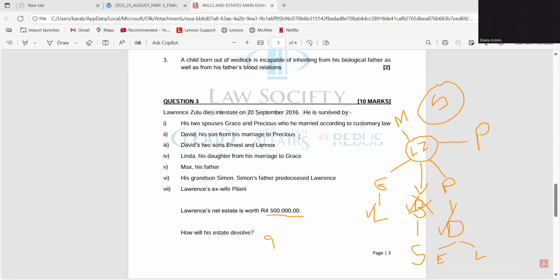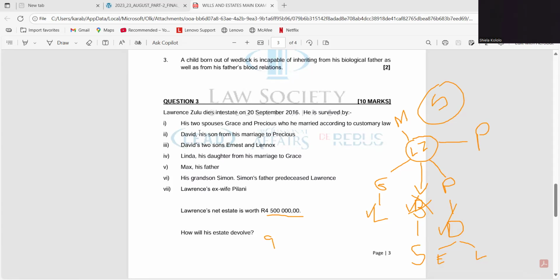So we've got 4.5 million divided by 5. So we get 900,000. So now it means these spouses are entitled to inherit 900,000. But nonetheless, we know that a child's share is 900,000. So how much will they inherit? They will inherit 900,000, meaning Precious will inherit 900,000. Grace will inherit 900,000. Sorted. We have answered for them.